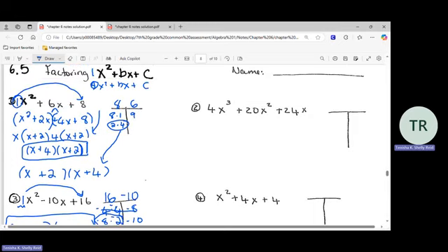Now, the only issue will come here, like number 2, where we see 4x cubed plus 20x squared plus 24x. Well, your highest power is a 3. It doesn't look like x squared plus bx plus c. It's not a quadratic. In fact, it's a cubic trinomial. So I have to factor something out first if there is a problem. So I see 4x cubed, 20x squared, and then 24x. Well, what can go into 4, 20, and 24? 4 can. Good. I could factor out an x as well.